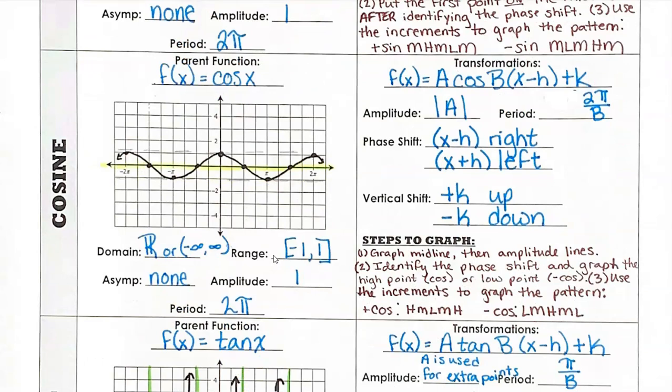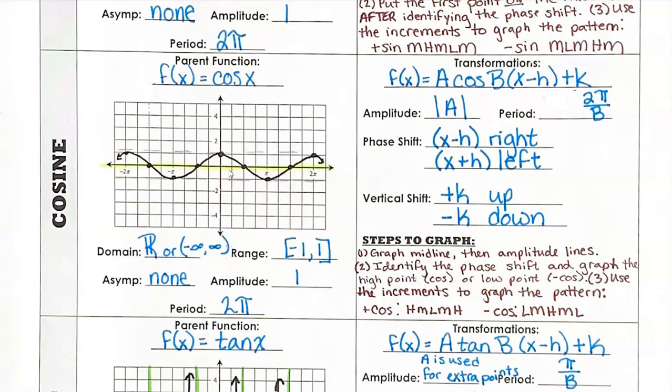Okay, let's look at cosine. Again, feel free to pause if you ever need to write anything down. Okay, so my parent function is just the cosine of x. Again, domain is all reals. Range is -1 to 1. I don't have any asymptotes. My amplitude is 1. My period is 2 pi. Everything that is over here is the same as it was for sine, except we're writing cosine. And again, same kind of thing.